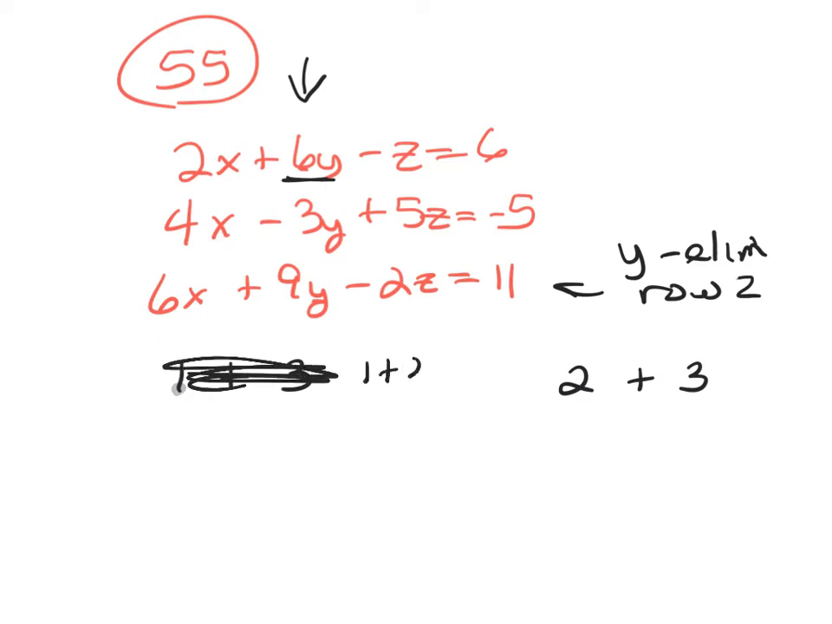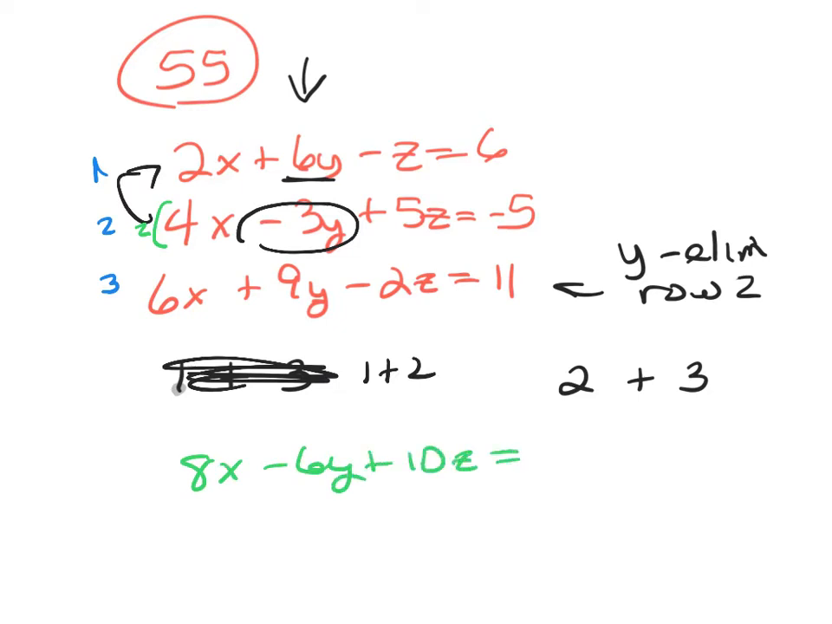So I'm going to add 1 plus 2 and then 2 plus 3. All right, so my goal is to make this 3, when I add it to row 1, become a 6. So what I need to do is multiply row 2 by 2. This is row 1, 2, and 3. In order to make the Y cancel, I need to multiply all 4 pieces by 2. So I'm going to get 8x minus 6y plus 10z equals -10. I'm going to add that to row 1.